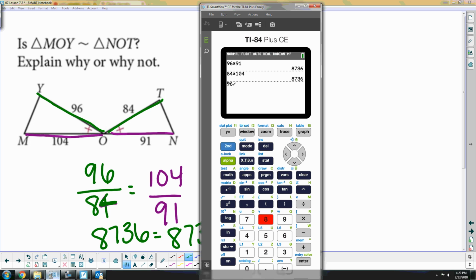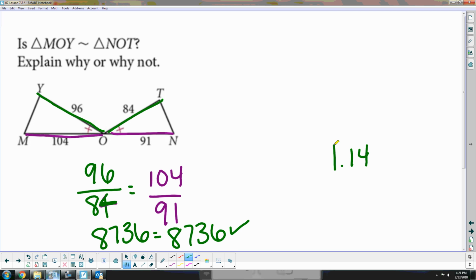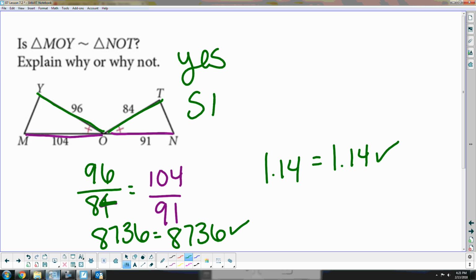So 96 divided by 84, is that equivalent to 104 divided by 91? And yes, 1.14 equals 1.14. So yes. And we know this because of side, angle, side: two sides of one triangle are proportionate to two sides of another triangle, and the included angle is congruent.